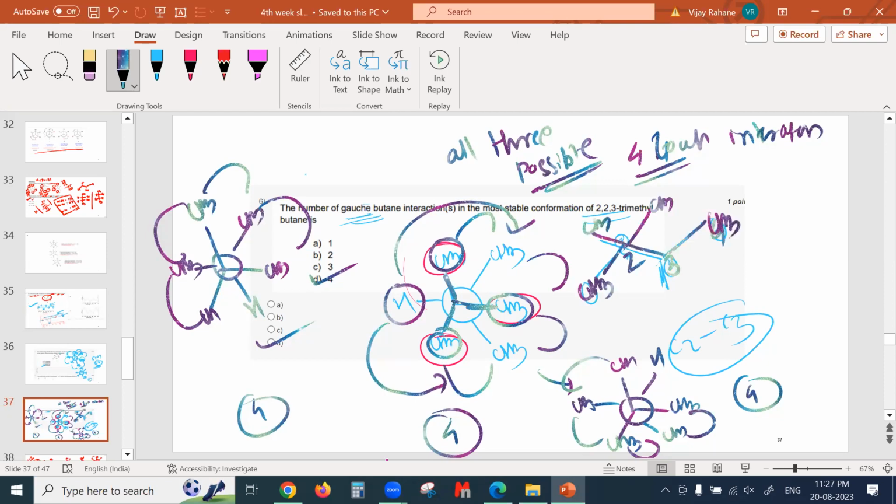From the butane chain, these 2 methyls are on the C3 carbon and 1, 2, 3 methyls are on the C2 carbon. So this C2 carbon has 3 identical groups. That's why all 3 structures have equal possible gauche interactions. So these are the 3 possible structures, and all 3 structures have 4 gauche interactions.